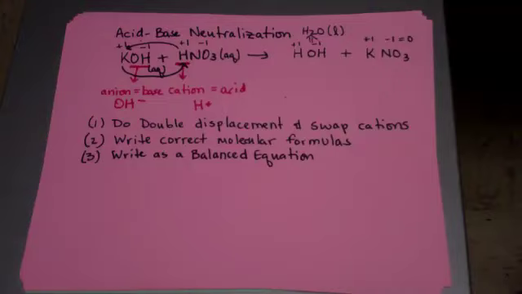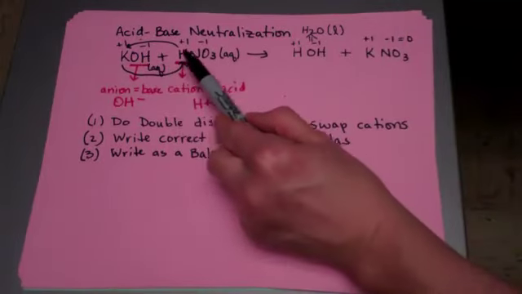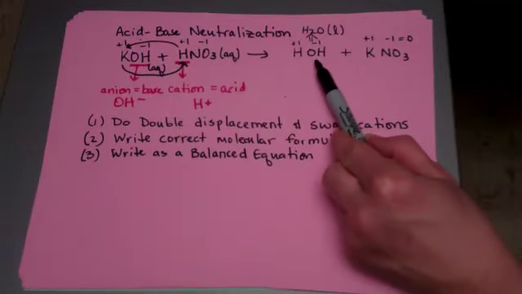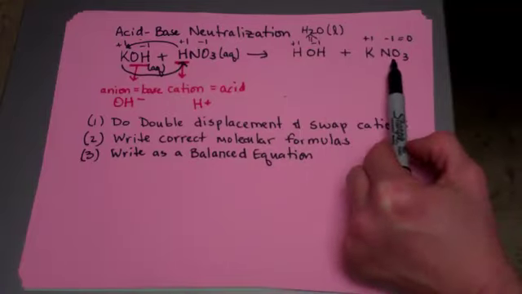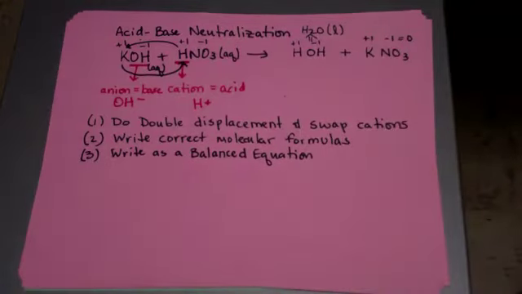So again, acid-base neutralization reactions are easy to recognize. You look for a base being mixed with the acid, and the products are always going to be water plus a salt. So that's how you recognize when you've got double displacement reactions that yield acid-base neutralization. So these are even more simple than our precipitation reactions.